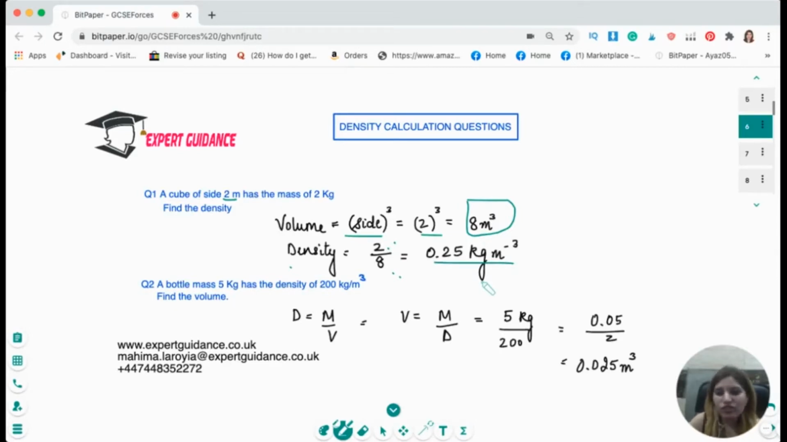For the next question, density is mass over volume. So if I rearrange this, I will get volume is equal to mass over density. My mass is 5 kg, density is 200 grams. I'll divide the 2.